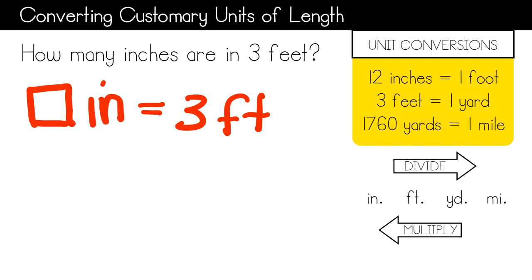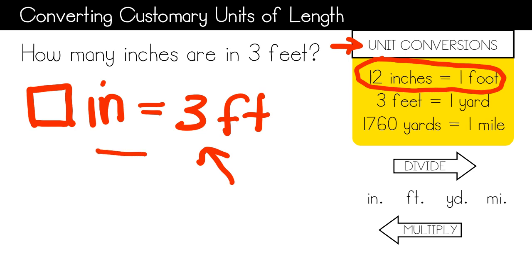So now I want us to look over here at our unit conversions. We know that 12 inches equals 1 foot. But let's see what we're going from. We are going from feet to inches. So which way are we going? Are we going from left to right or from right to left? If you said from right to left, you are correct. We're going from a larger unit of feet to a smaller unit of inches. So we are going to multiply.